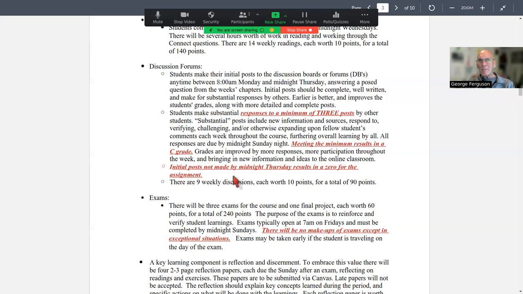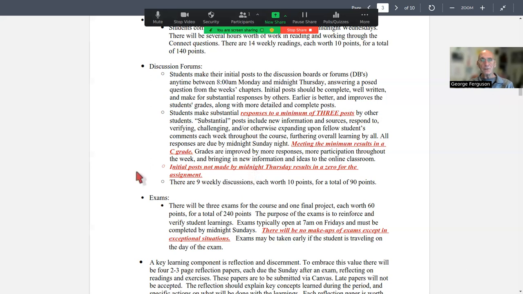Initial posts that are not made by midnight Thursday result in a 0 for the entire assignment. Okay, so there are some people who kind of blow off the discussion. They think they can do everything on Sundays. You try to do that, you get a 0 for the assignment. So you need to make sure that you get your initial post in by Thursday and then your responses by Sunday. To earn more points, you get involved and you stay involved.